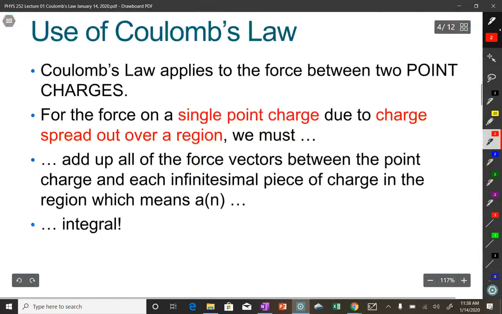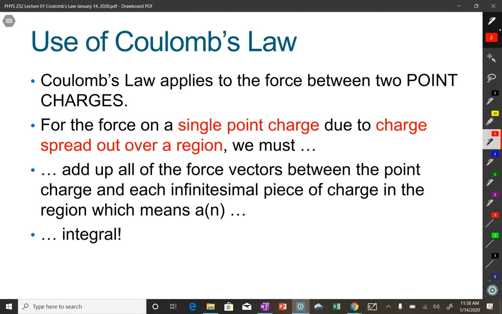All right. So this here, I had in a PowerPoint, and each one of these would be a click forward to reveal the next bullet. So imagine you can't see anything but the top one right now. Coulomb's law applies to the force between 2 point charges. Remember, I emphasized that. And if you have charge spread out, then you have to add up the force between each point.